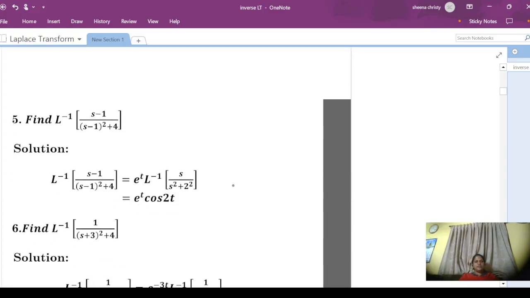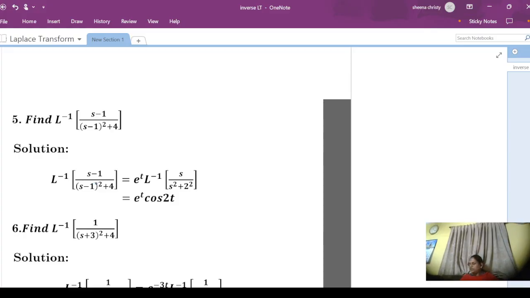Now, we'll move on to the next problem. Finding L inverse of s minus 1 by s minus 1 the whole square plus 4. So here s is replaced by s minus 1. Therefore, we are going to make use of the inverse Laplace transform of the first shifting theorem.